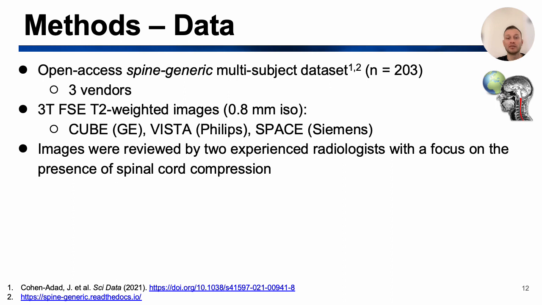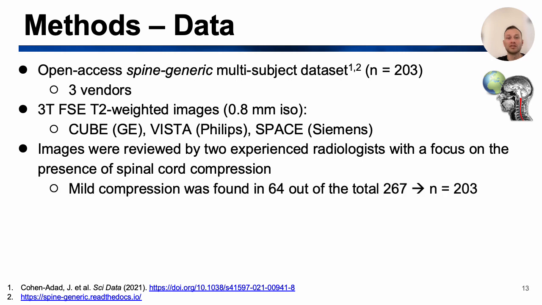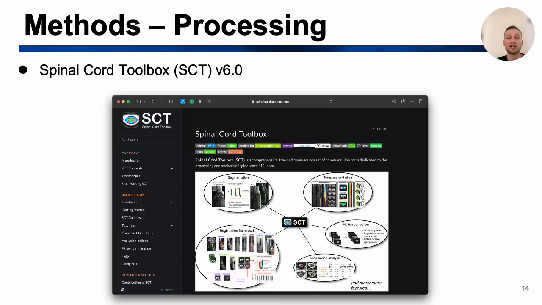The images were reviewed by 2 experienced radiologists with a focus on the presence of spinal cord compression. This qualitative assessment revealed mostly mild compression in 64 out of the total 267 participants. Since our goal was to build a database of healthy spinal cord morphometry, we excluded those participants and ended up with 203 subjects.